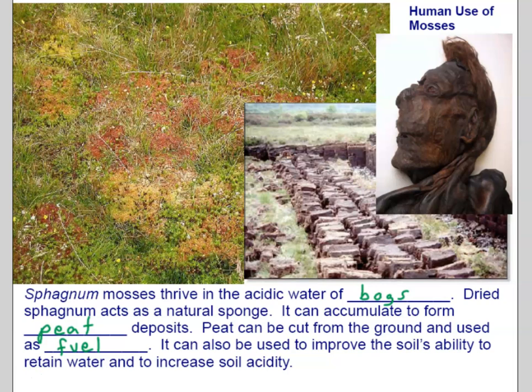Mosses, liverworts, and hornworts. They are non-vascular, non-seed producing plants. Next time we'll be looking at the ferns and their allies, the ferns and their relatives, which are vascular. They're the first to be vascular, so they can grow larger, but they still reproduce with spores. And that's what we'll look at next time.